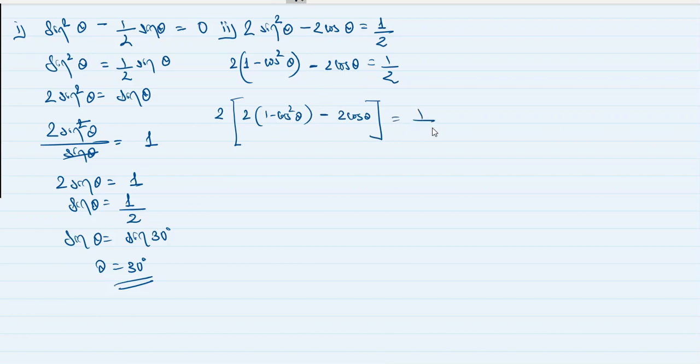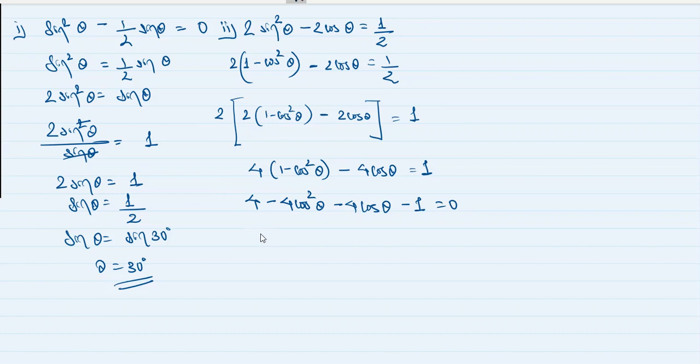is equal to 1. Okay, so if we multiply 2 throughout, we get 4 bracket 1 minus cos square theta minus 4 cos theta is equal to 1. And if we simplify this, open this, we get 4 minus 4 cos square theta minus 4 cos theta minus 1 is equal to 0.